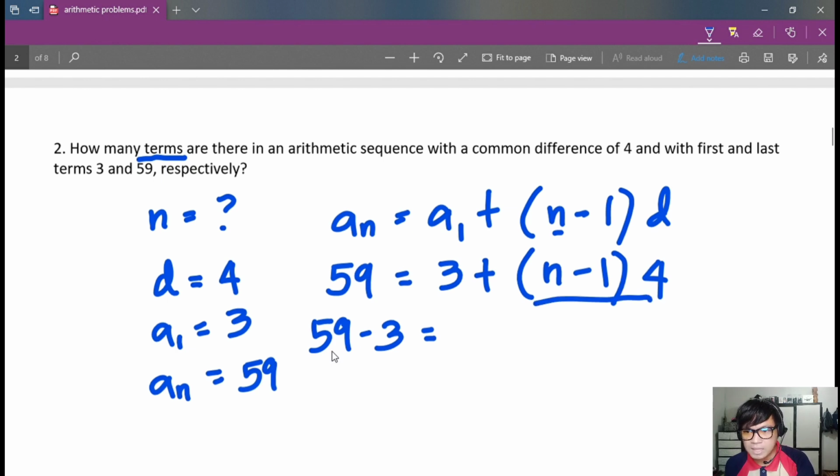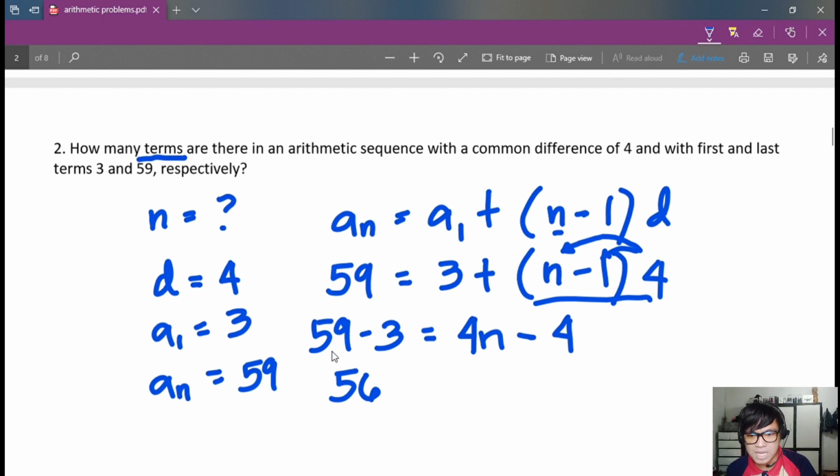So, ang gagawin natin, multiplication man ito, distributive property of multiplication. Ito, distribute din dyan. So, 4 times n is 4n. So, 4 times 1 is 4. So, minus 1 yung sign niya. So, magiging ganyan na siya. So, simplify pa natin. 59 minus 3, so that's 56.